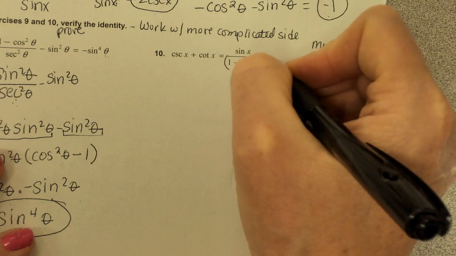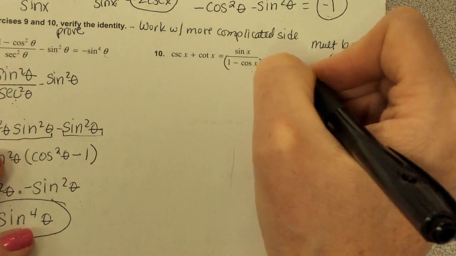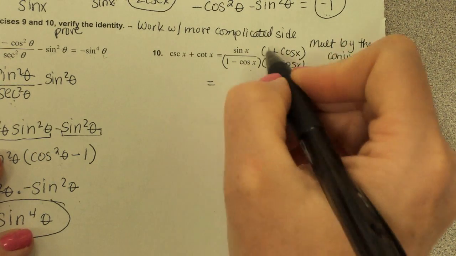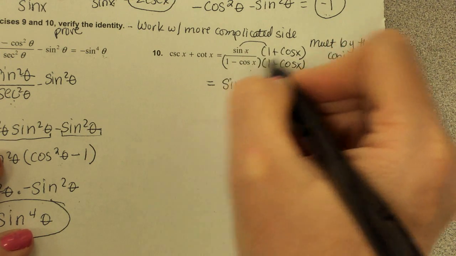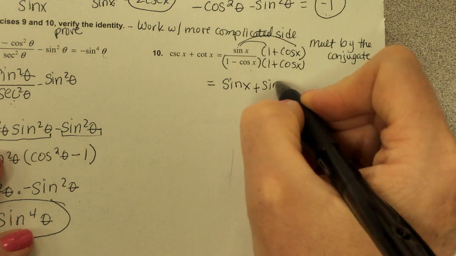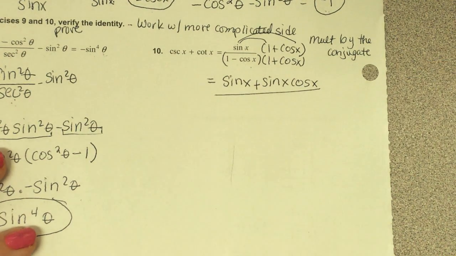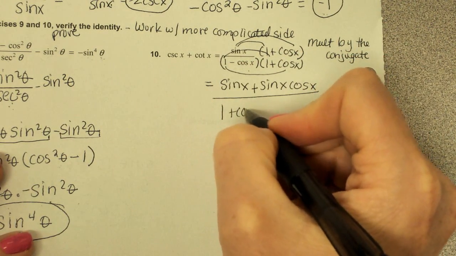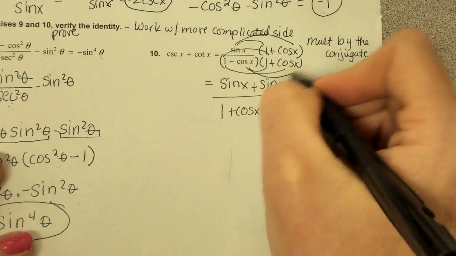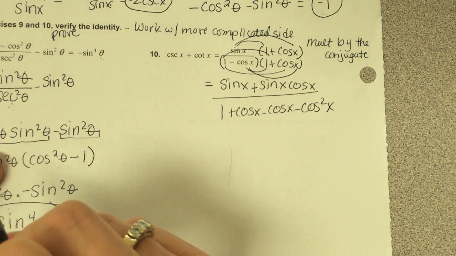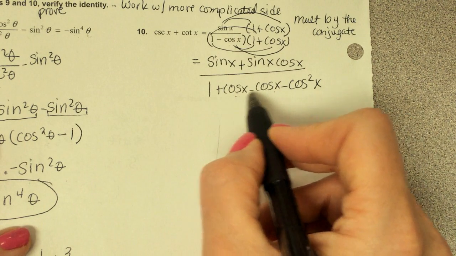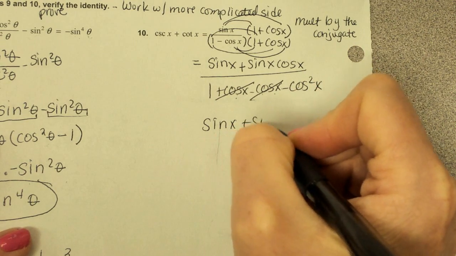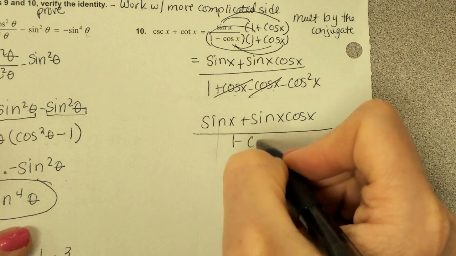The conjugate just means to change the middle sign. So instead of doing 1 minus cosine x, I do 1 plus cosine x. So I'm going to multiply at the top. Sine x times 1 is sine x, plus sine x times cosine x is sine x cosine x. On the bottom, 1 times 1 is 1. The outers are plus cosine x. The inners is minus cosine x. The last times the last is minus cosine squared x. Well, look here, the positive cosine x minus cosine x just cancels. And so then I'm just going to have sine x plus sine x cosine x over 1 minus cosine squared x.